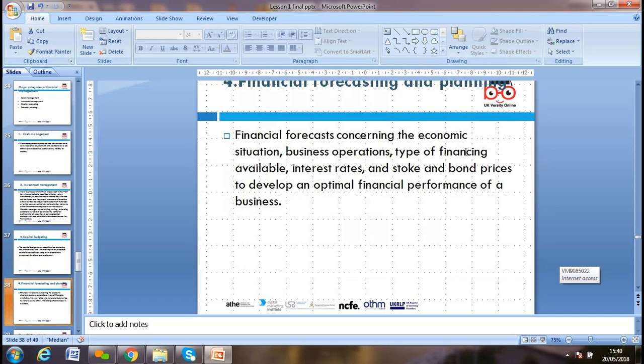Okay, financial forecasting and planning. Financial forecasting concerns the economic situation, business operations, types of finance available, interest rates, stock and bond prices, to develop the optimal financial performance of the business.